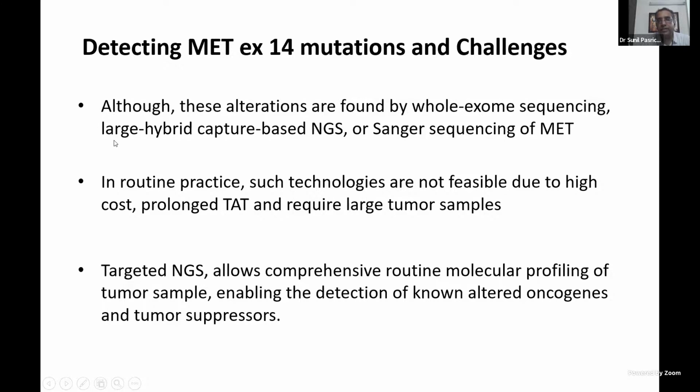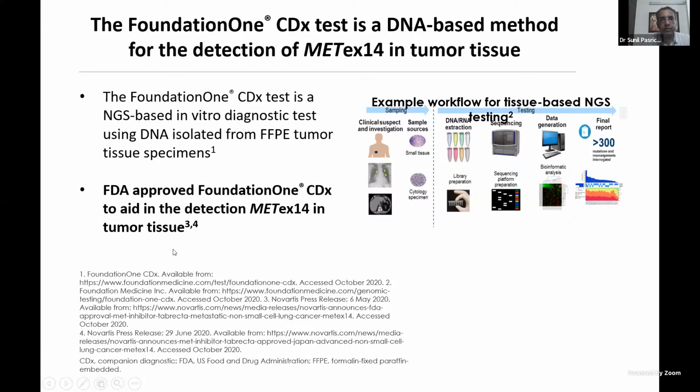Although these alterations were initially discovered by whole exome sequencing, large hybrid capture-based NGS or Sanger sequencing of the MET, in routine clinical practice such technologies are not feasible due to high cost, prolonged turnaround time, and the requirement for larger tumor samples with high tumor fractions. So targeted NGS allows comprehensive routine molecular profiling of tumor samples, enabling the detection of known altered oncogenes and tumor suppressors. Now, the FDA has approved the Foundation One to aid in the detection of MET exon 14 in tumor tissue.